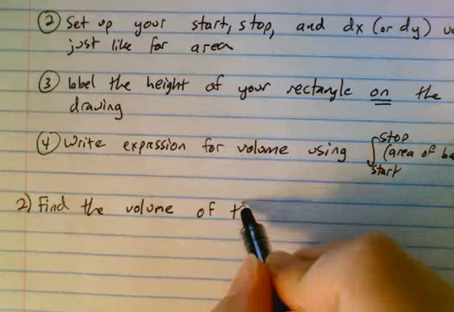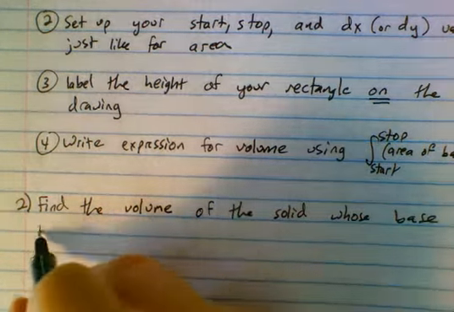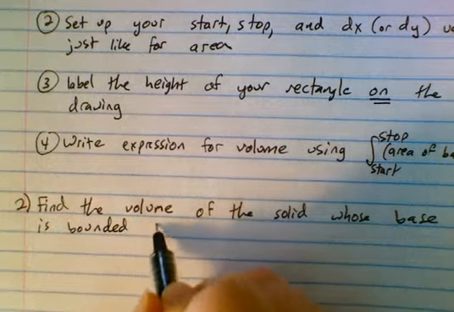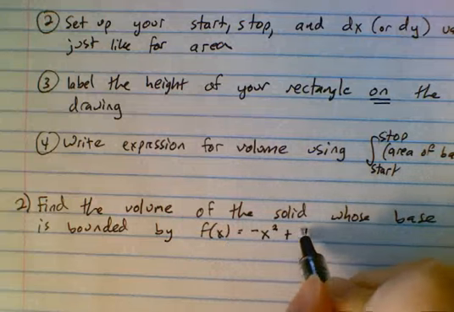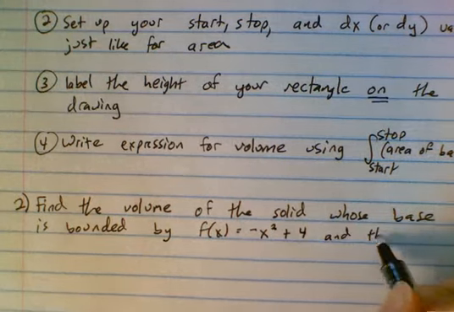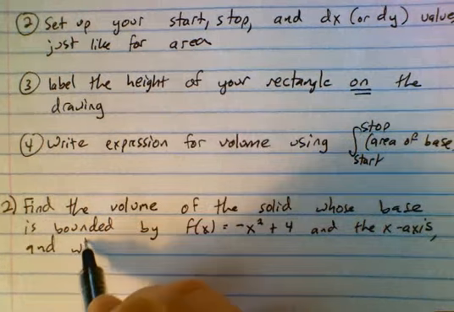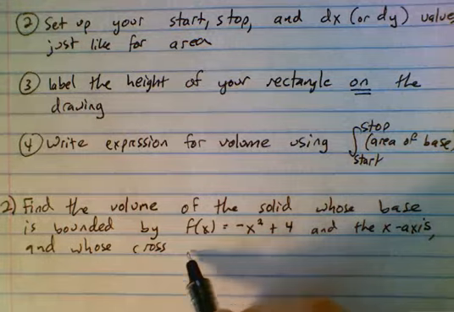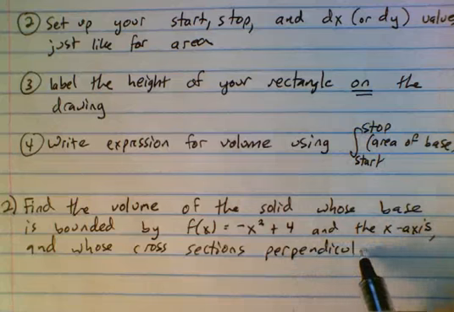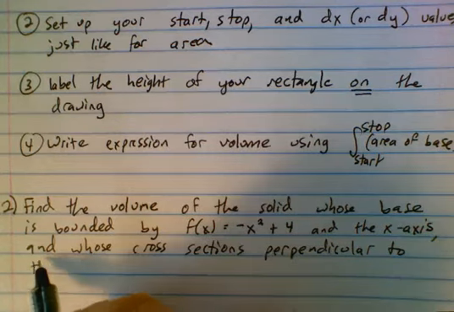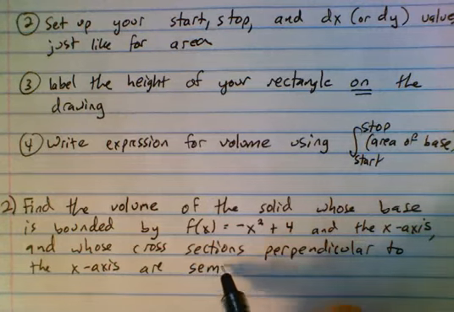Find the volume of the solid whose base is bounded by f of x equals negative x squared plus 4 and the x-axis, and whose cross sections perpendicular to the x-axis are semicircles.